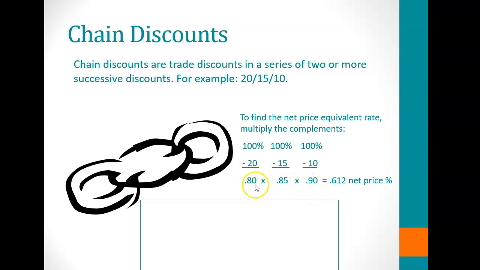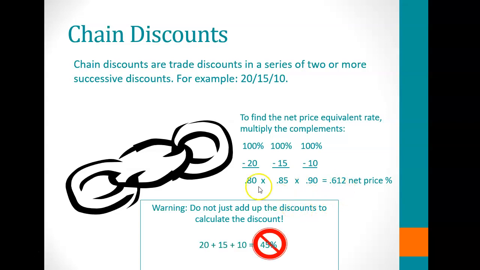You're going to multiply the complement from each of those together to get your net price. So you multiply the 0.80 times 0.85 times 0.90 to get the net price of 0.612 or 61.2%. Once you have the actual net price, you multiply times the list price in order to get the amount we're going to sell the actual item for. But once again, do not add these together to get the discount. You're going to multiply the complement of each discount to get your net price as a percentage.